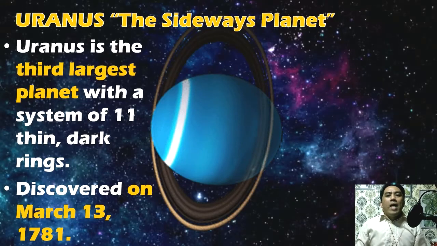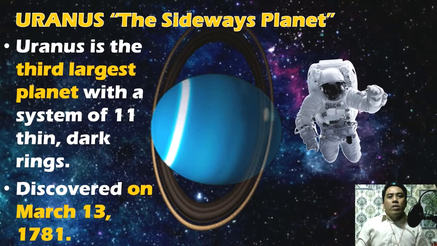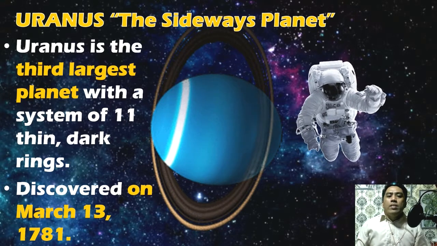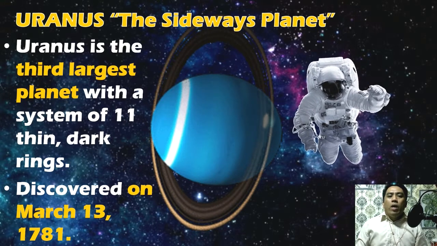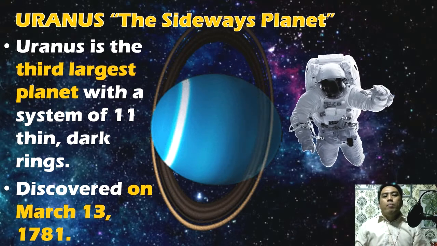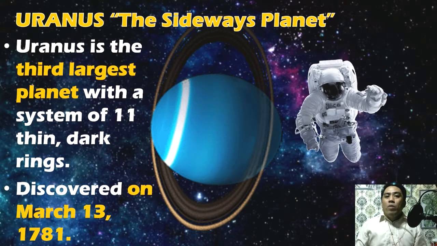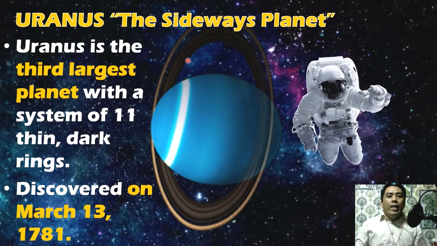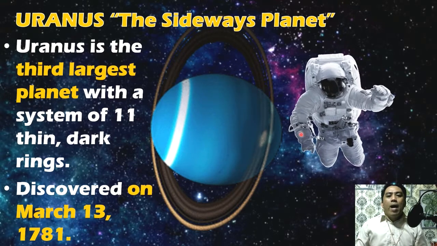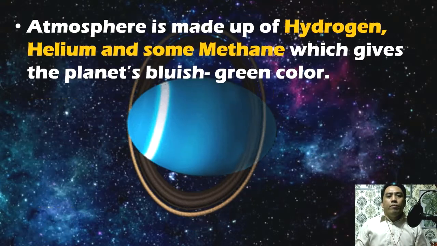Uranus, the sideway planet. So Uranus is the third largest planet with a system of 11 rings or dark rings discovered on March 13, 1781. So tinawag siyang sideway planet kasi tingnan natin yung kanyang posisyon, di ba? So nakatagilid siya. Okay, so unlike sa ibang planeta. So atmosphere is made up of hydrogen, helium, and some methane, which gives the planet its bluish-green color.